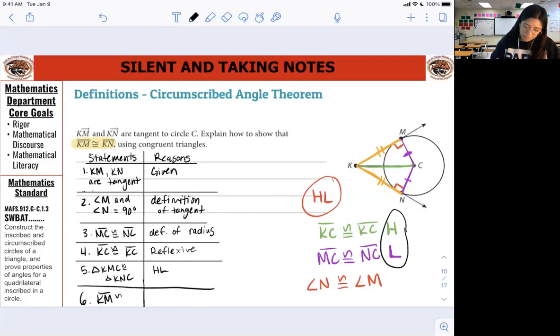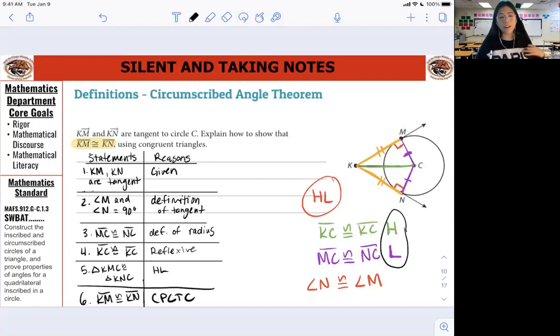KM is congruent to KN. Why? Not reflexive. KM and KN. There it is, Perla, CPCTC.